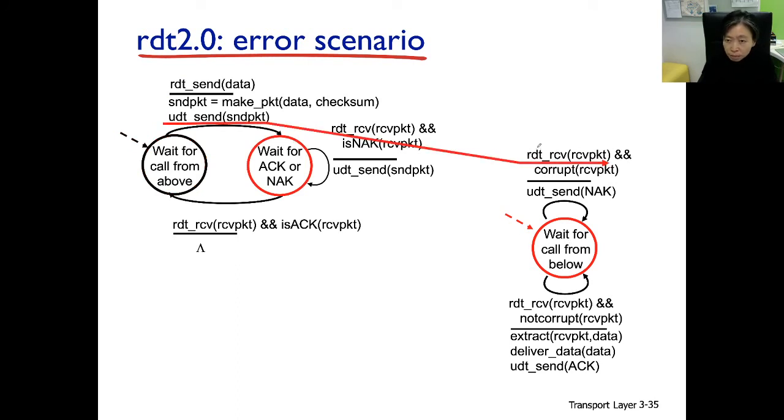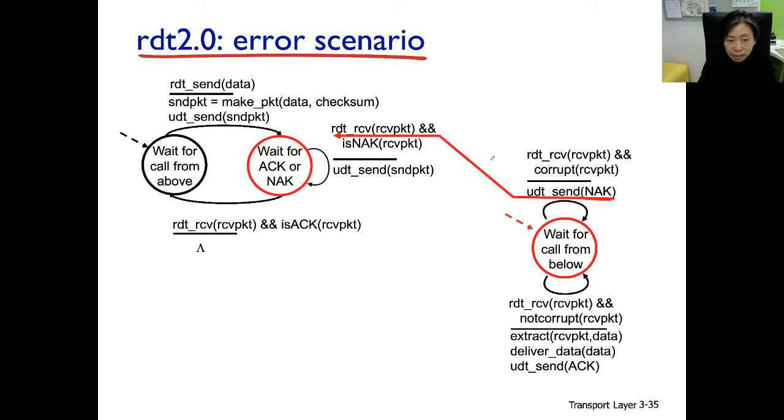This time, this event is triggered. The network layer says, I have a packet for you. Which of the conditions matches? Well, we have an error this time, so it's corrupt. Therefore, we trigger this transition to occur. The condition matches, this action is taken, and then we stay in the same state. We'll be calling UDT send, and we are sending a negative feedback, the NACK.